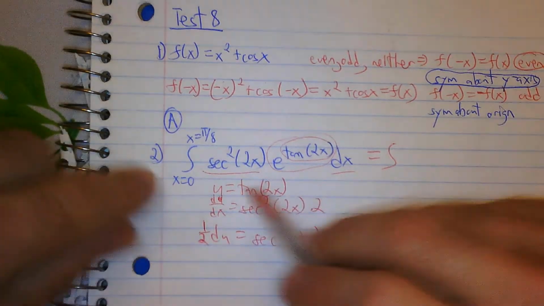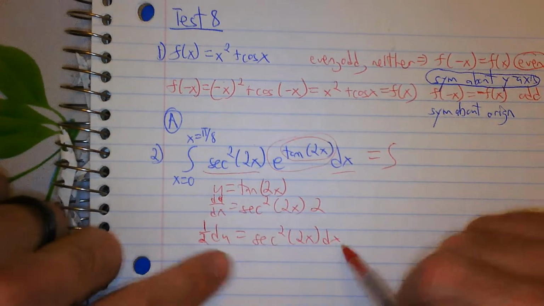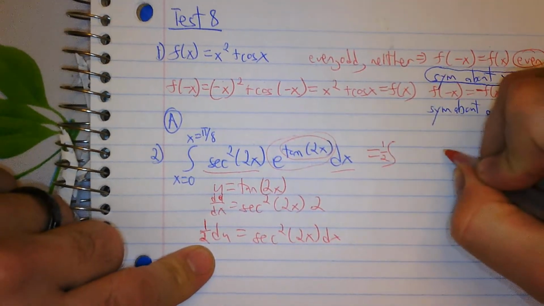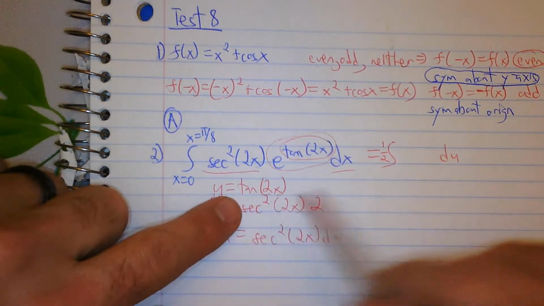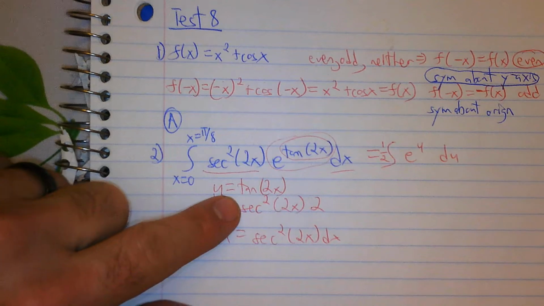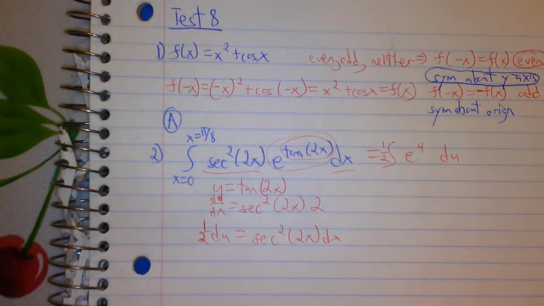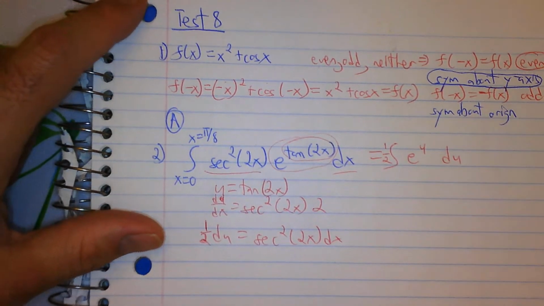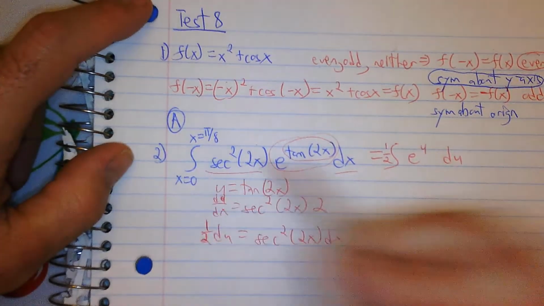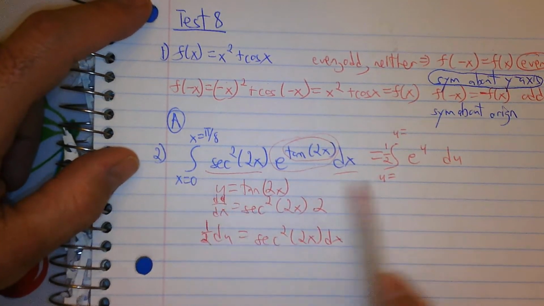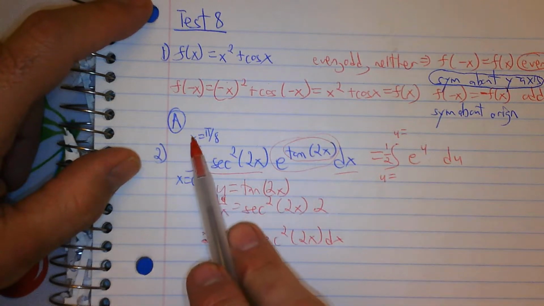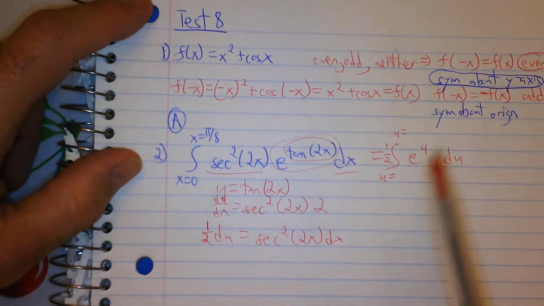Let's start with the integrand. Secant squared 2x dx is 1 half du. E to the tangent of 2x is e to the u. Now, some of you got this far, but then had an error. You didn't convert everything to u. These are x limits of integration. They have to become u limits of integration. How do you convert x equals 0 to u equals something? How do you convert x equals pi over 8 to u equals something?